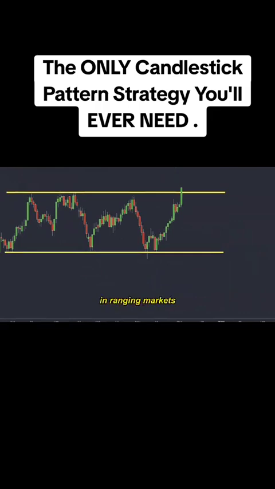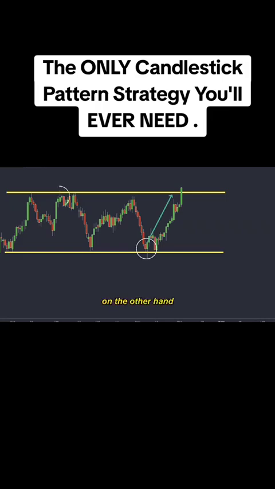In ranging markets, the price moves sideways within a defined range, oscillating between support and resistance. In these conditions, pin bars tend to form at these key levels, offering potential trading signals. When a bullish pin bar forms near support, it suggests that the market tried to push lower but was rejected by buyers stepping in at that support level. This rejection can indicate that the price might bounce back toward resistance, presenting a good opportunity to go long.